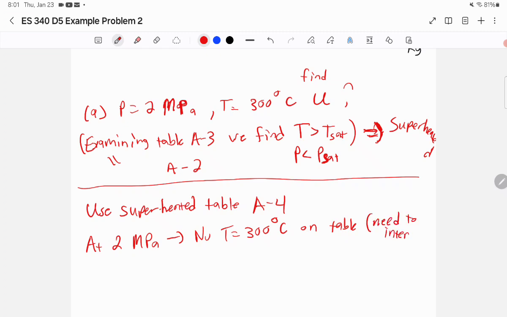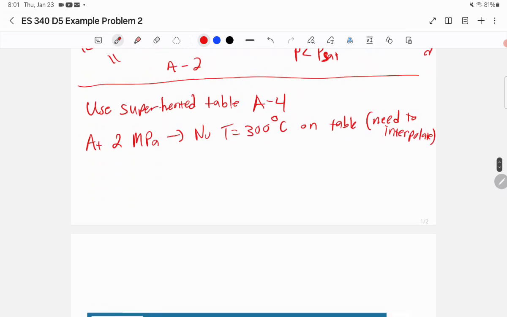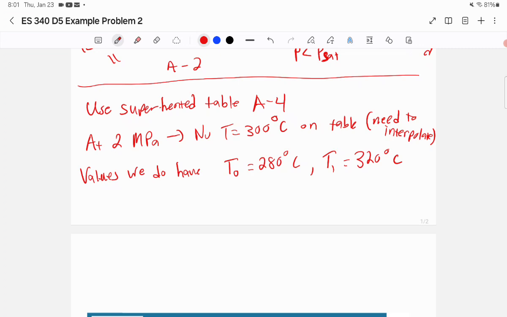And this is going to be good because we're going to need the practice. So here's what I'm going to do. I'm going to read off the values. We do have T naught, which is going to be at 280 degrees Celsius. T1 is going to be 320 degrees Celsius. So we don't have 300, but we have 280 and 320. So we have two values that are right around that, which is great because we need that for our interpolation.